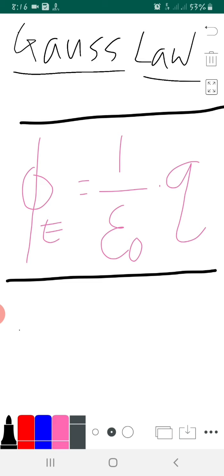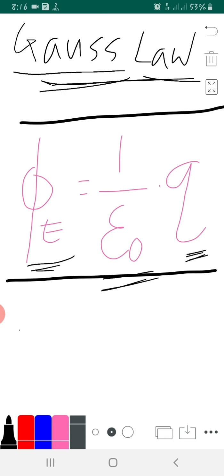Okay, so before I start today's lecture, I want to revise what Gauss law is. Gauss law is nothing but the total electric flux passing through any closed surface is equal to 1 upon epsilon naught times the total charge enclosed in that surface. And one more thing we learned yesterday: Gauss law is always applicable only for a Gaussian surface or closed surface. Gauss law is not applicable for an open surface.